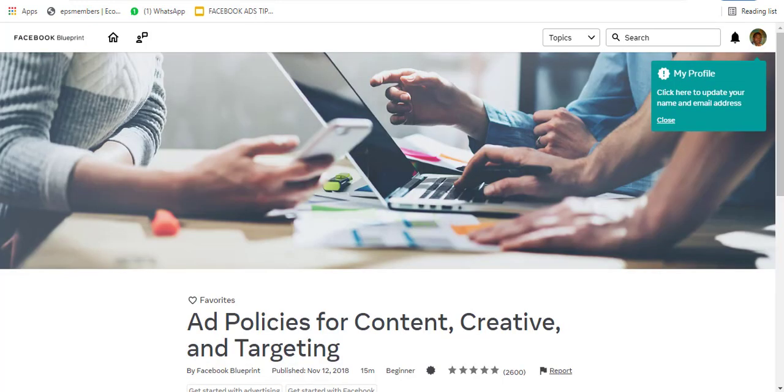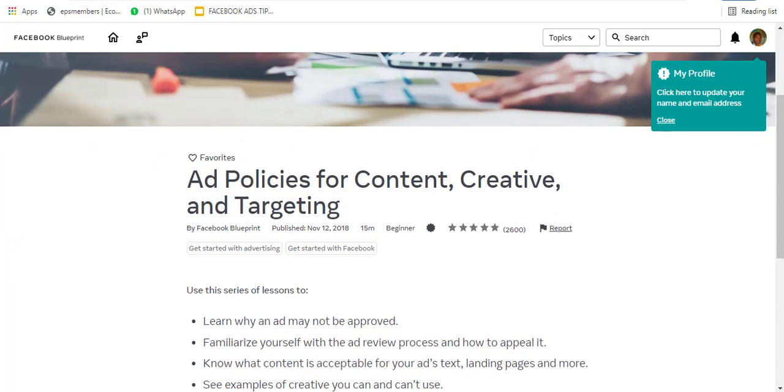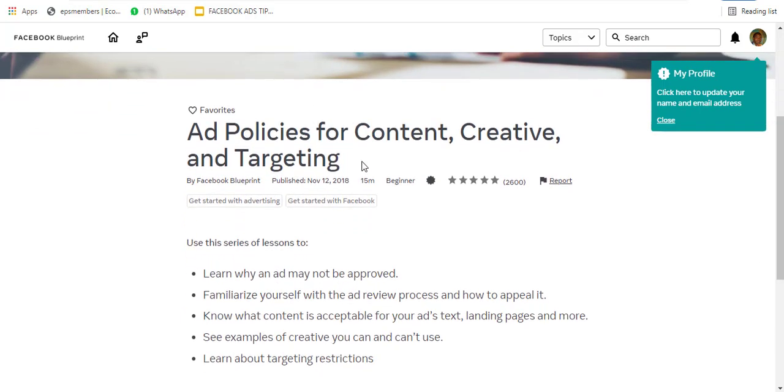Here is the Facebook blueprint web page. It is a kind of page where you learn what you need to know. And if you look at it, this is what they are up to. There is number one, ad policy for content, creative and targeting. So what the Facebook blueprint has to offer, it has so many things that will help you to successfully run Facebook advert. It's like an academic platform where every advertiser has to go and learn one thing or the other before you go ahead to set up your Facebook advert or advert manager.